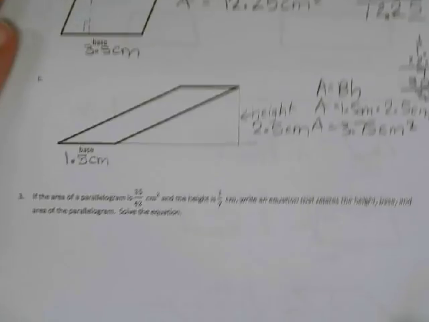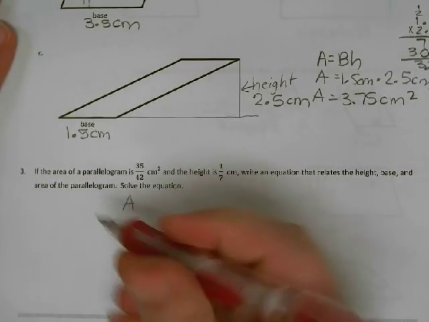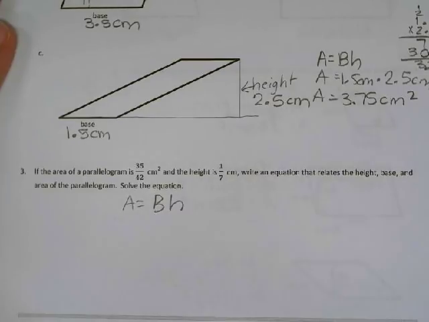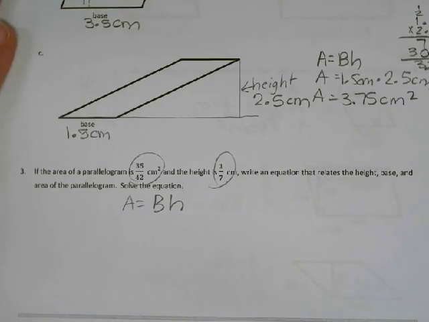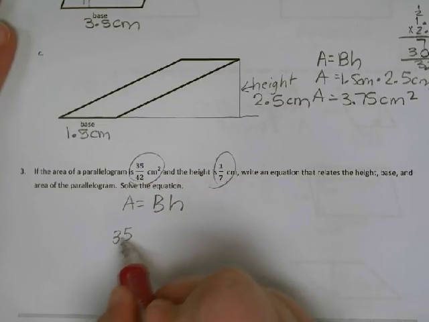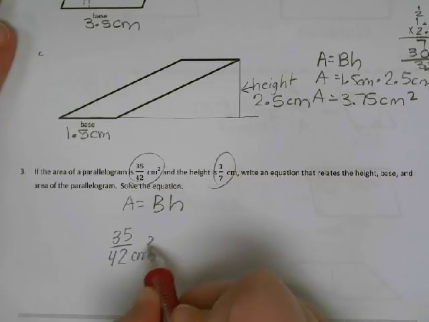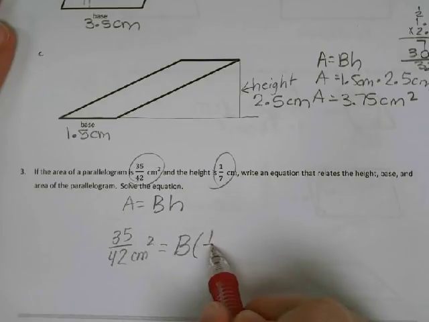Now we're going to go on to the last one, number 3. It says if the area of the parallelogram is 35/42 centimeters squared and the height is 1/7 centimeters, write an equation that relates to the height and the base and the area of the parallelogram. Solve the equation. Well, remember the formula is area equals base times height. So if I plug in each one of these that I know into the formula, I know that my area, 35/42 centimeters squared, is the same as base times 1/7.